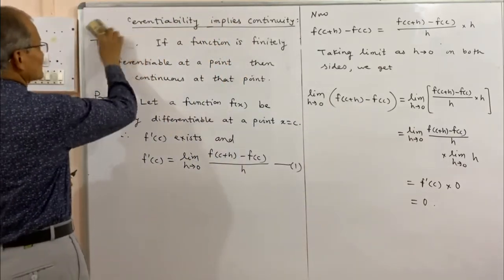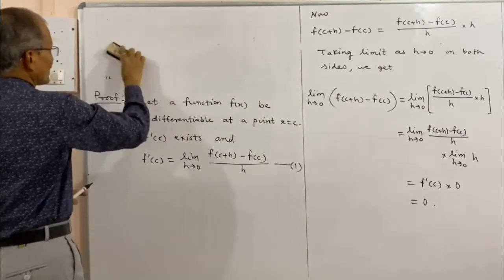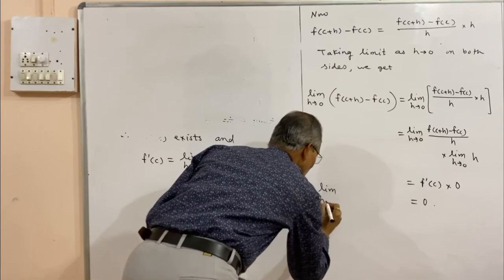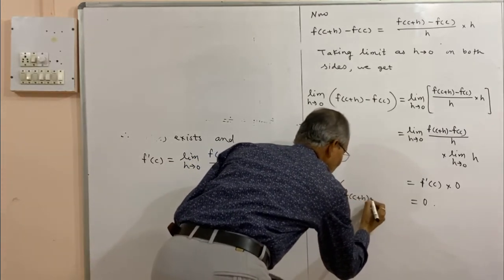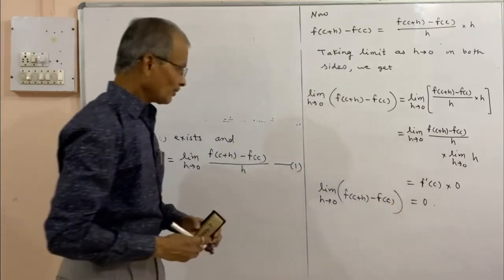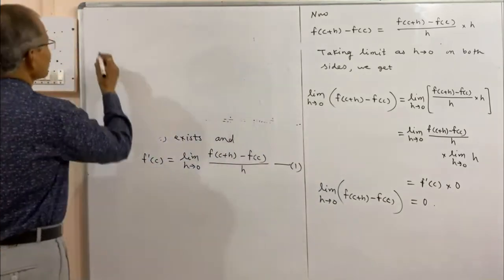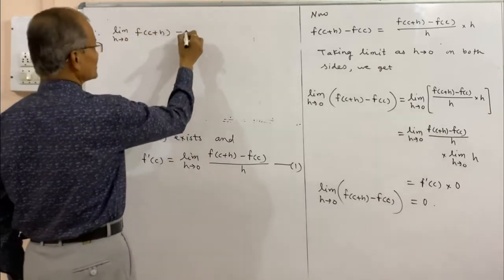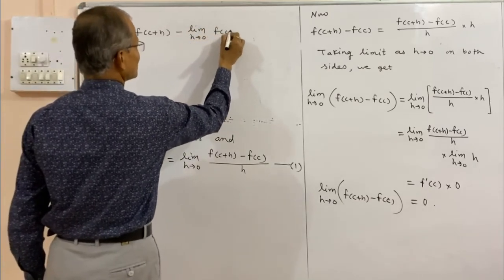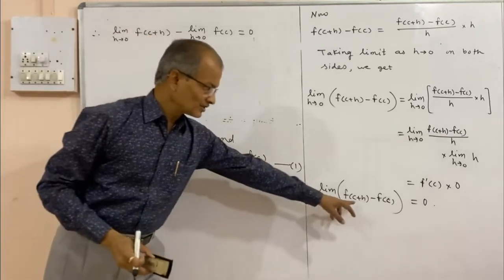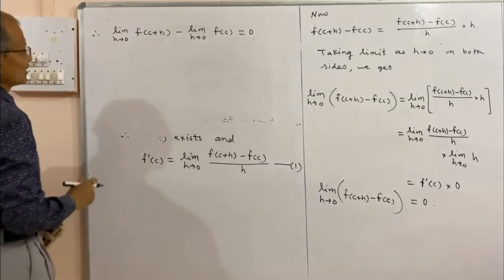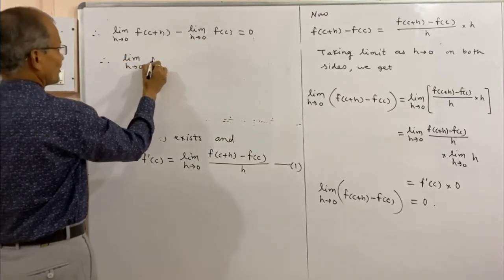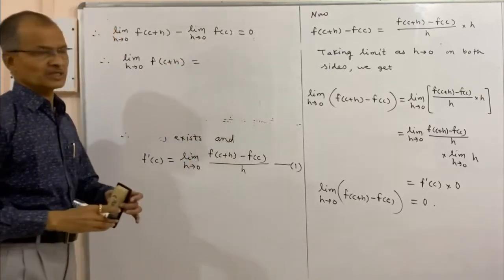And therefore we can say, limit h tends to 0 of f of c plus h minus f of c is equal to 0. So therefore this is the limit of the difference, that is limit h tends to 0 f of c plus h minus limit h tends to 0 f of c is equal to 0. Limit of difference is equal to difference of limits. And further, we take this term to that side: limit h tends to 0 of f of c plus h is equal to limit of f of c as h tends to 0.